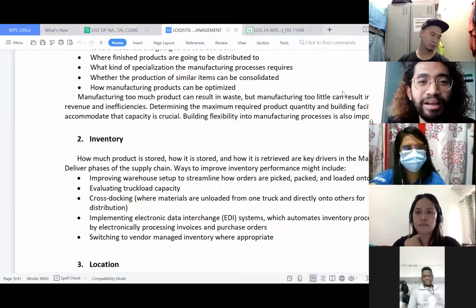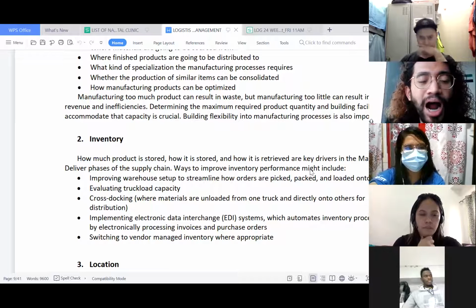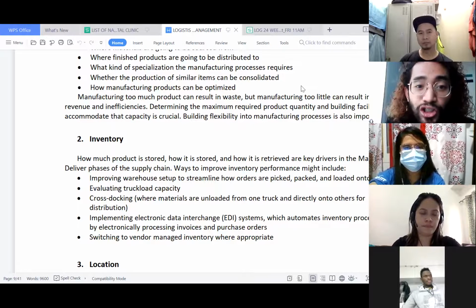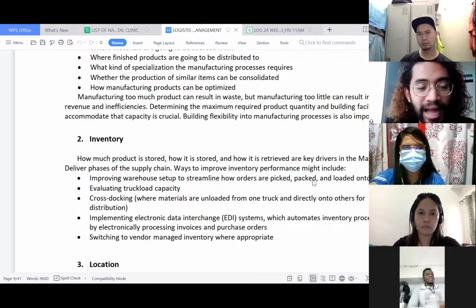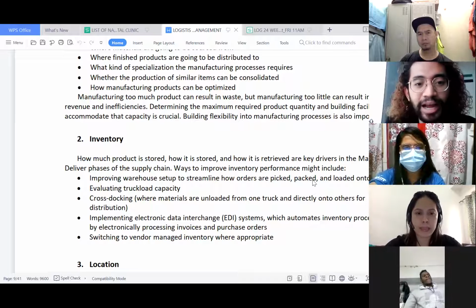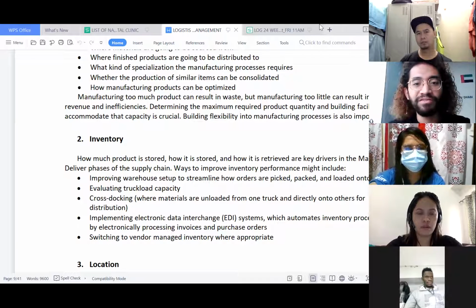All right, number two, inventory. How much product is stored, how is it stored, and how is it retrieved are key drivers in the make and deliver phase of the supply chain. Ways to improve inventory performance might include the following. Can you read this for me, Patty? What are the factors?